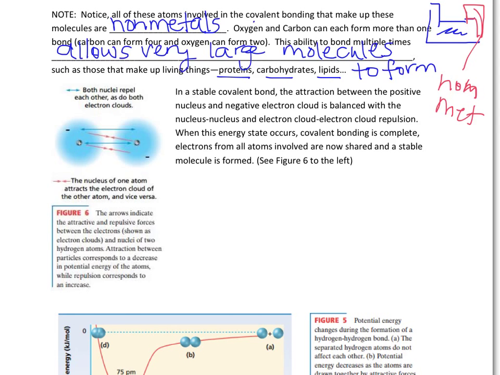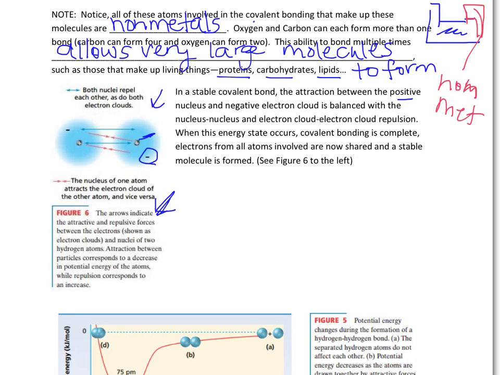So look at your picture here. Okay. In a stable covalent bond, the attraction between the positive nucleus, right here, and the negative electron cloud, right here, is balanced with the nucleus and electron cloud repulsion. When this energy state occurs, covalent bonding is complete, and electrons from all atoms involved are now shared, and a stable molecule is formed.